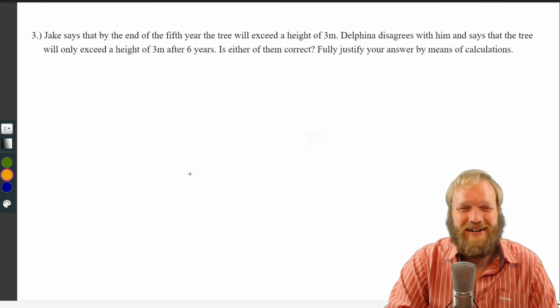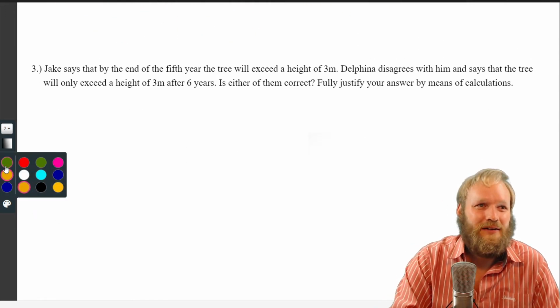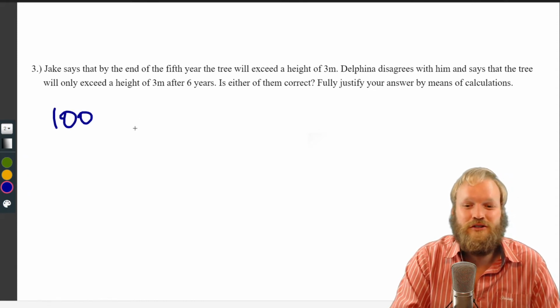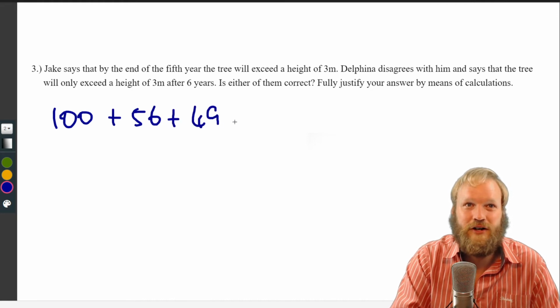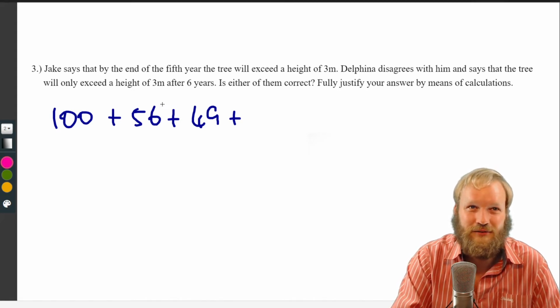Okay, so let's kind of work our way into this and say what we had up there was quite important. Started 100 centimeters. It grew by 56. It grew by 49. And each year it's growing by 7/8. So I'm purposely just giving you hopefully enough to get from there to there.